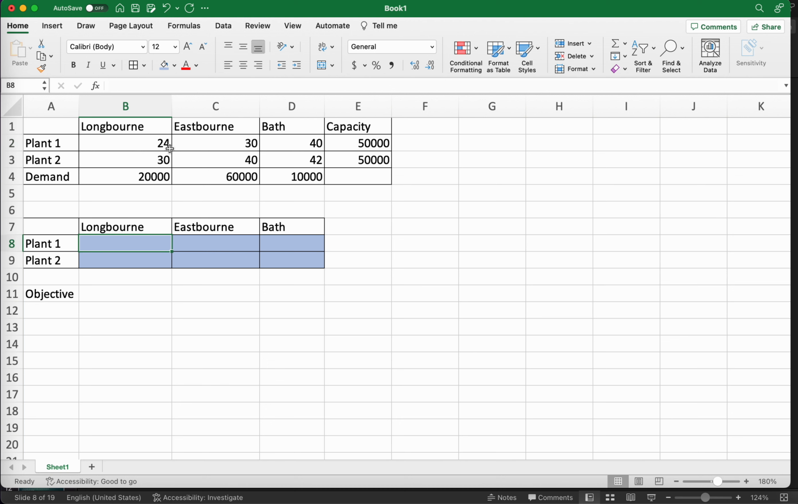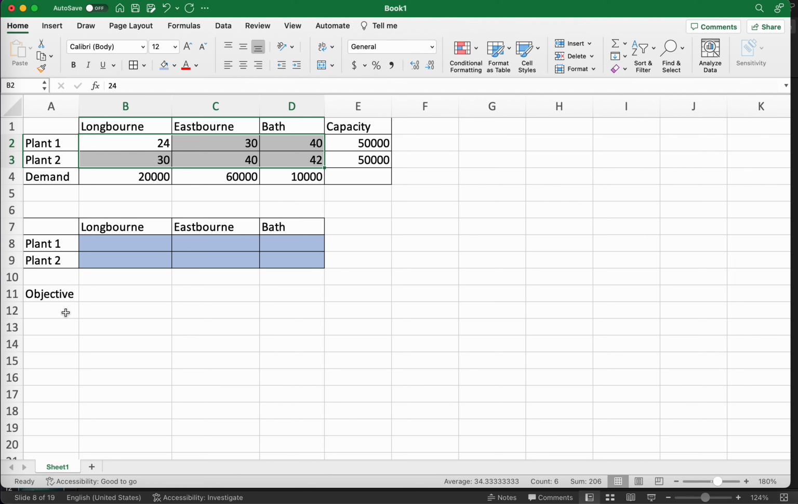Remember, 24 here is the cost of transporting one widget from plant 1 to Longbourn. So if you transport 10 widgets, it's going to be $240. If you transport 100 widgets, it's going to be $2,400 and so on, right? So these are all variable cost values.